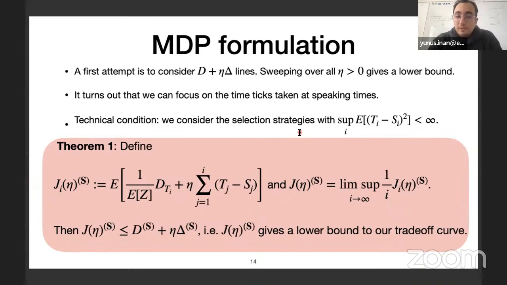And if this technical condition is satisfied, we have the following theorem, which gives a lower bound to a certain d plus eta delta line given by this. So in this theorem, this quantity J of eta is a long-term average of J_i's, and J_i's are given as the total cost until the ith speaking time. If you have J_i, this J_i denotes the total expected cost obtained until the ith speaking time. And then this is the long-term average. So theorem 1 gives a lower bound to our weighted average costs. And this theorem follows from a lemma called reverse Fatou's lemma that allows us to change the limits, lim sup and expectation, etc.